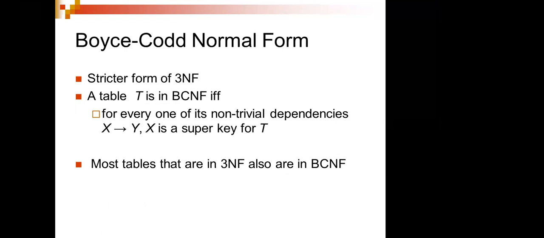So in order to get to third normal form, I should be in the second, and I should be from first. So first normal form should move to second, and from second to third. Then only can I say that I am in the fourth normal form. How is it stated? Say A is a table, T is in BCNF if and only if for every one of its non-trivial dependencies, from X to Y, X is a super key for T.